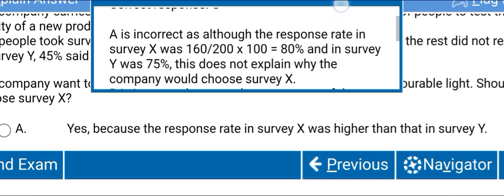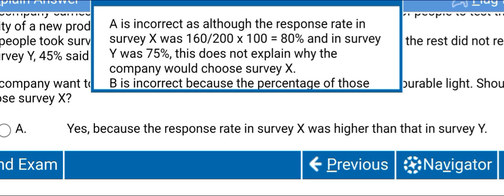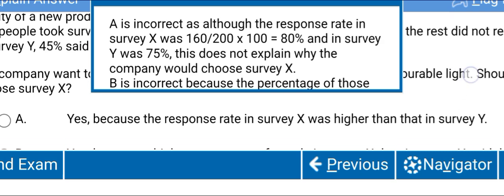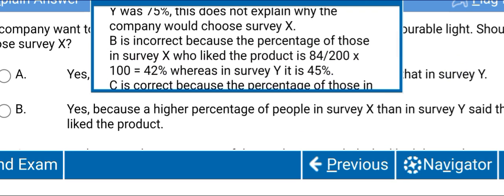So the correct response is option C. A is incorrect, as although the response rate in survey X was 160 by 200 multiplied by 100 equals 80%, and in survey Y was 75%, this does not explain why the company would choose survey X. Option B is incorrect, because the percentage of those in survey X who liked the product is 84 by 200 multiplied by 100, which is 42%, whereas in survey Y it is 45%.